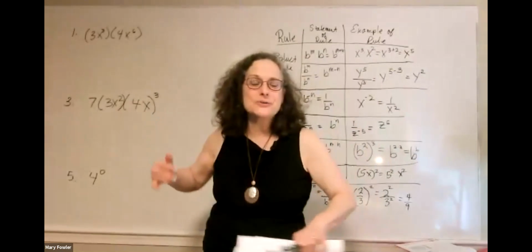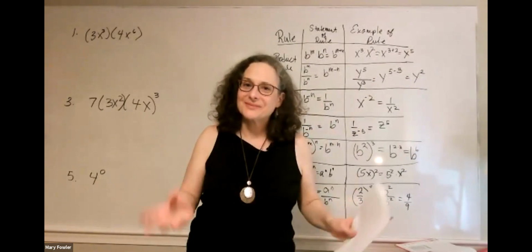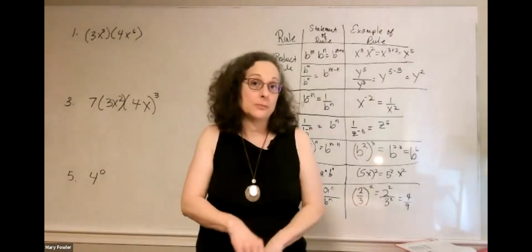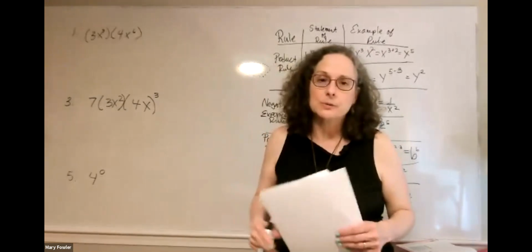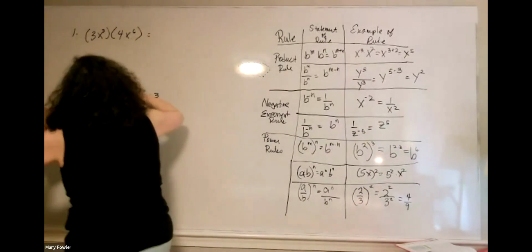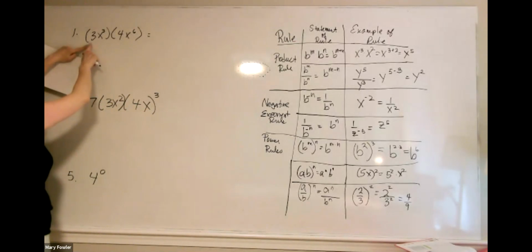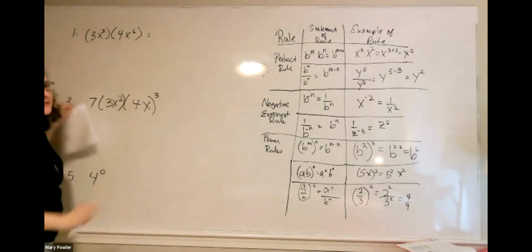Okay, so we're just going to do some of the problems that are on the worksheet. You can pause when you want to and do the other ones and check the answers. At the end of the worksheet, you have answers. Okay, so the first problem says, in parentheses, 3x cubed times, in parentheses, 4x to the 6th.